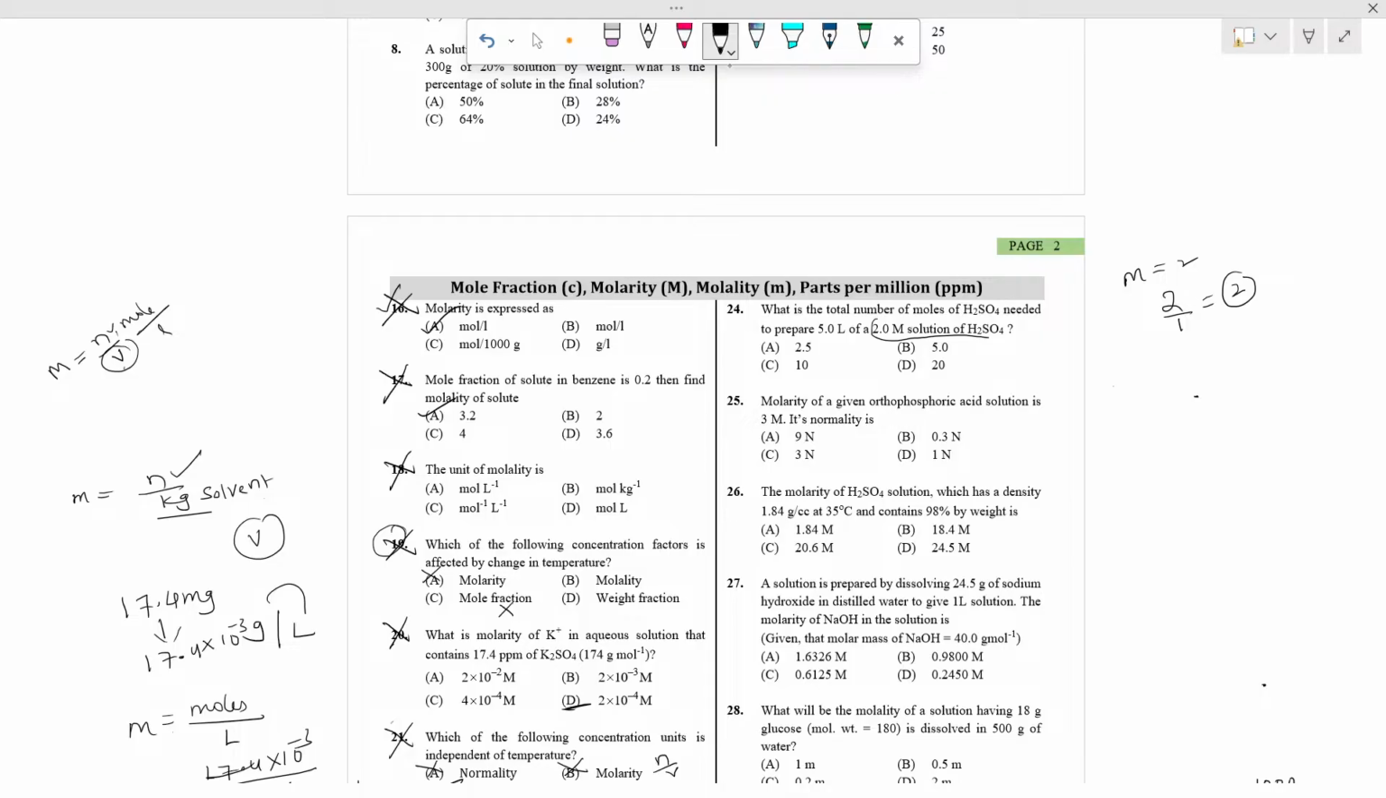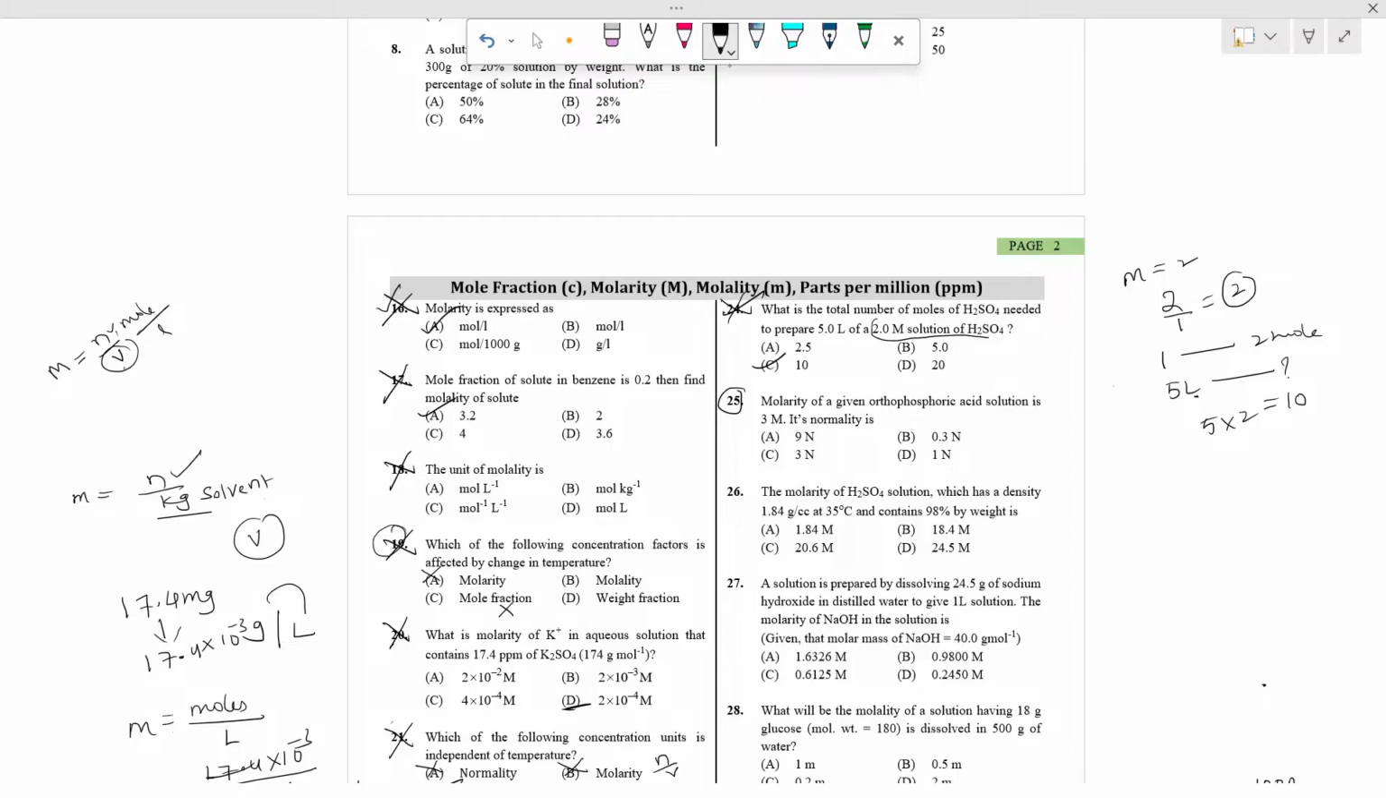What is the total number of moles of H2SO4 needed? To prepare 2 molar, in 1 liter there are 2 moles. So in 5 liters, how many moles will be present? 5 into 2, which is equal to 10. So the answer is this one. For the 24th question, option C will be the answer. Right, this question also completed. Go for question number 25.